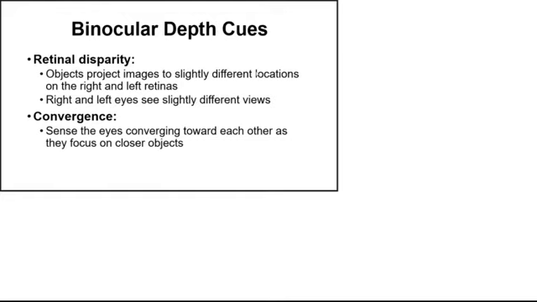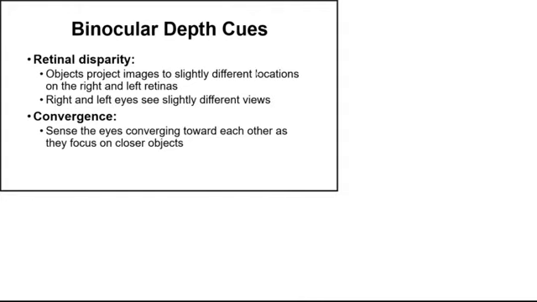Our next one is convergence, and that's again operating on the idea that our eyes are going to move to see things that are closer or further away. So again, with your finger in front of your face, as you bring your finger closer, your eyes will tilt inward. They will converge to look at things that are closer. So you start looking cross-eyed because you're looking at something that is very, very close to your face.